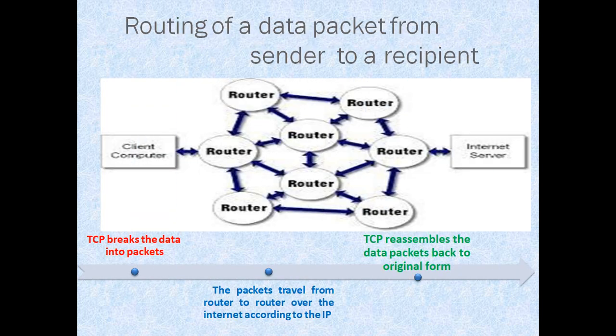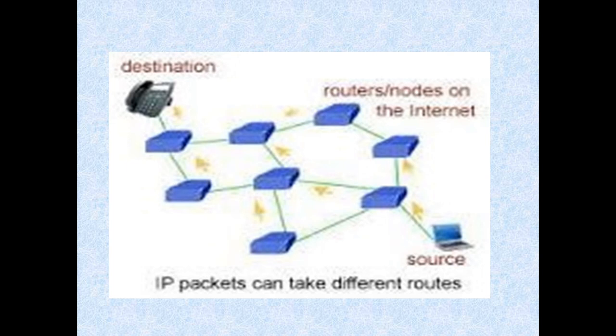The routing of a data packet from sender to recipient works like this. The packet travels from router to router over the internet according to the IP address. TCP breaks the data into packets from the client end, and in the routers, using various algorithms like shortest path first, Dijkstra algorithm, etc., an optimum path will be given by the algorithm, and that path will be chosen for communicating to the server. TCP then reassembles the data packets back to the original form. This is a snapshot of how the IP packets take different routes.